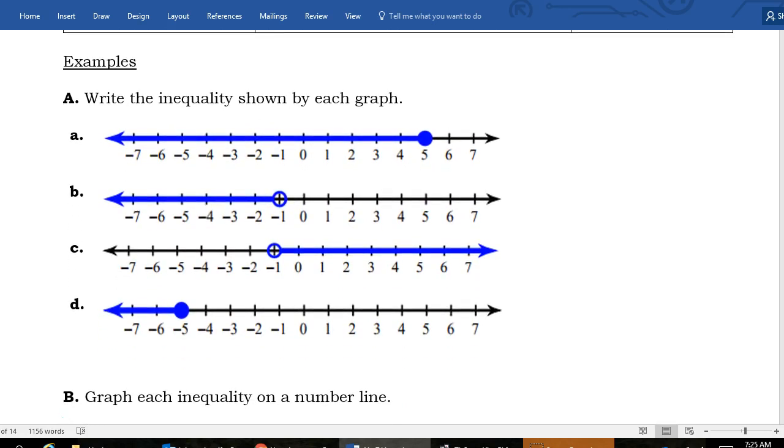Right now I see a circle colored in on the number 5, and everything to the left of that is shaded. The letter you pick really doesn't matter, but I'm going to go with X. In this case, everything to the left is basically the same as the arrow. If my arrow is pointing to the left, I'm using a less than symbol. If the circle is colored in like this one is, that means we're including 5, so it's going to be "or equal to," and the number 5 is the number that's colored in.